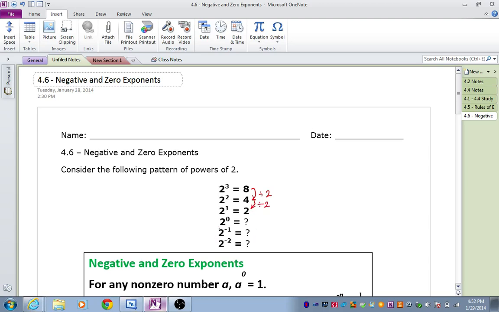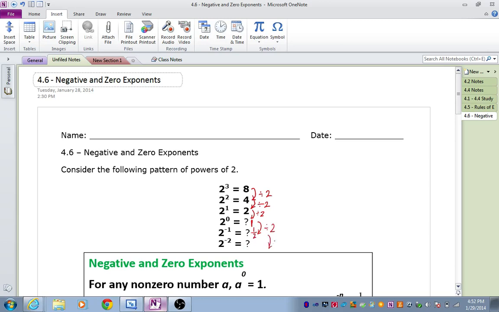To figure out what 2 to the 0th power is, we're going to take 2 and divide it by 2, so we get 1. Well, how about to get 2 to the negative first? We're going to start with 1, divide it by 2, and that's really 1/2.